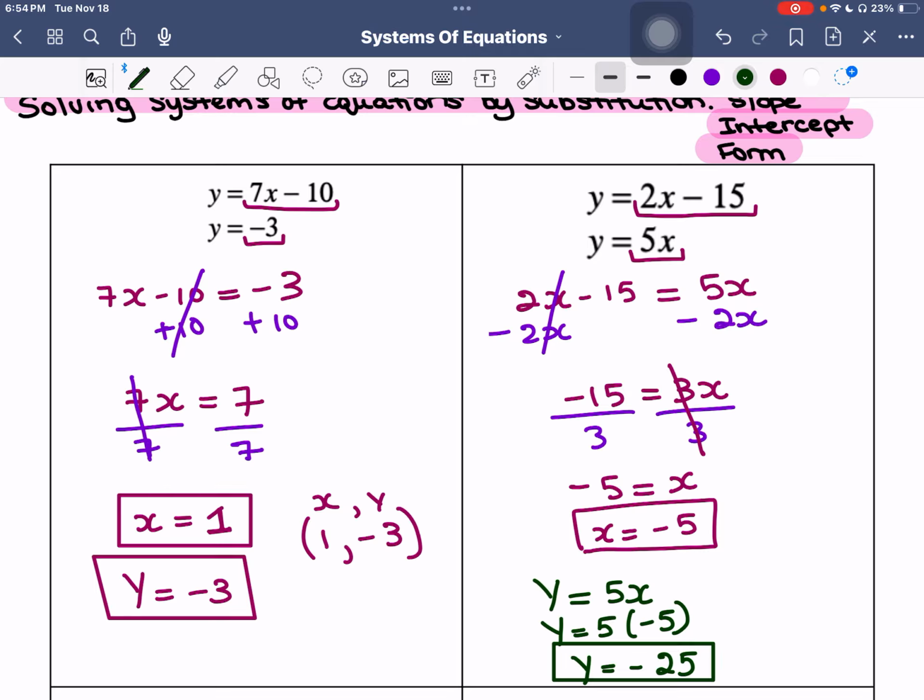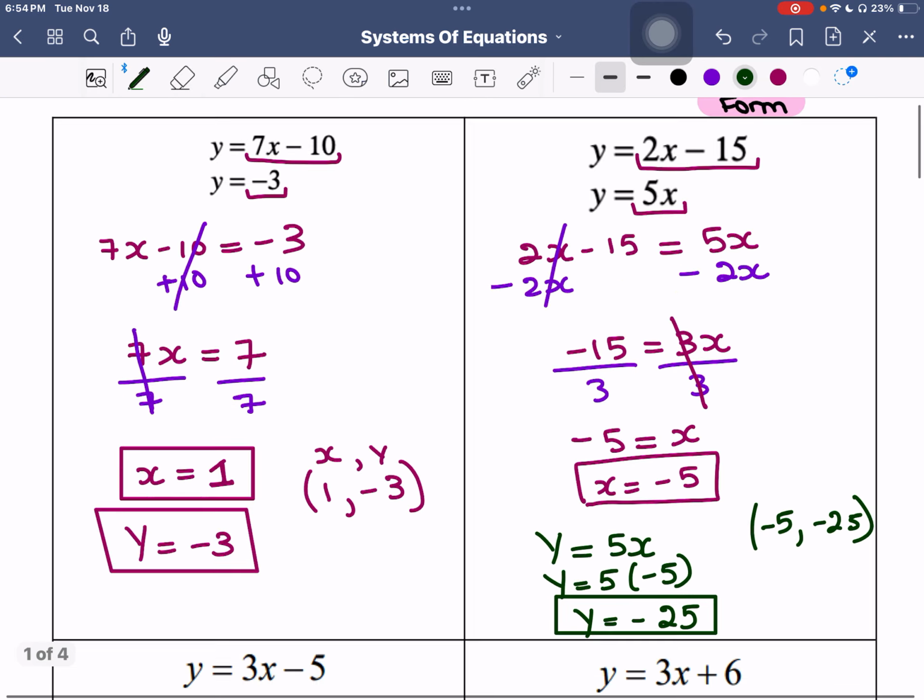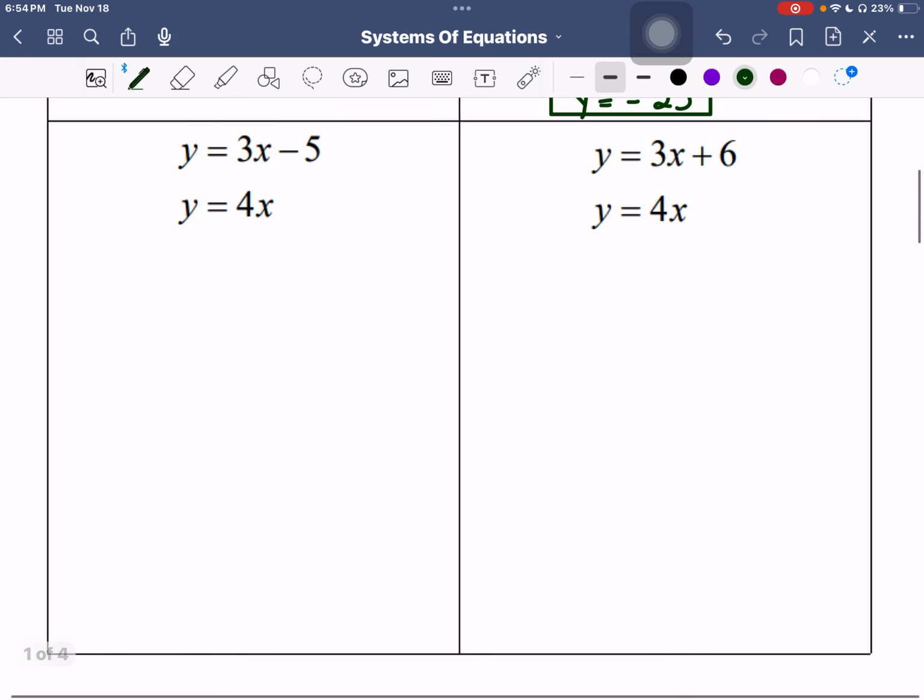So my solution here is negative 5, comma, negative 25. Okay, cool. Let's look at two more.